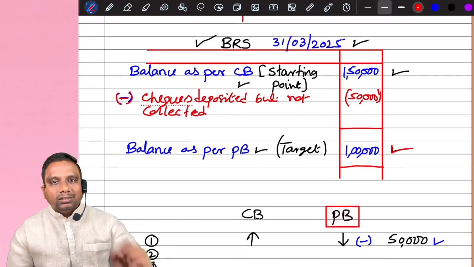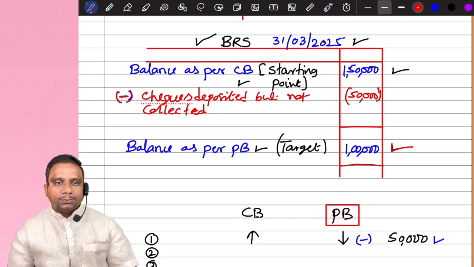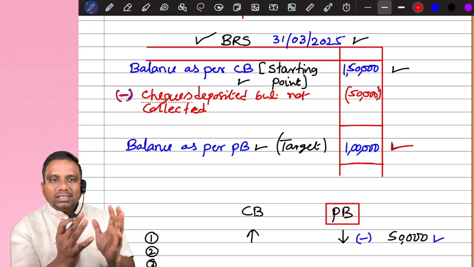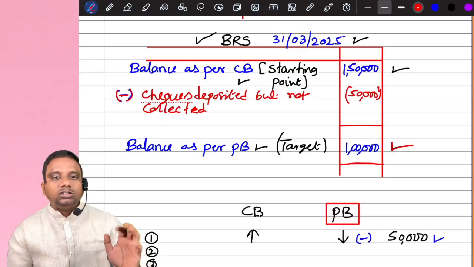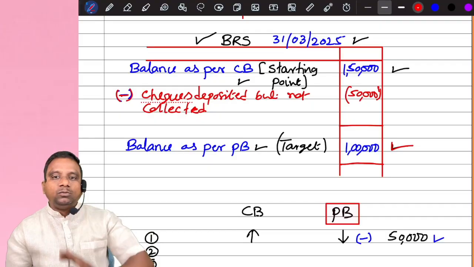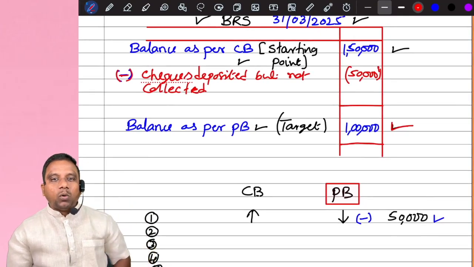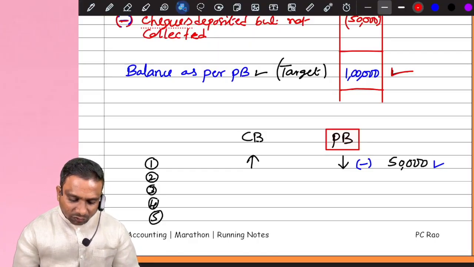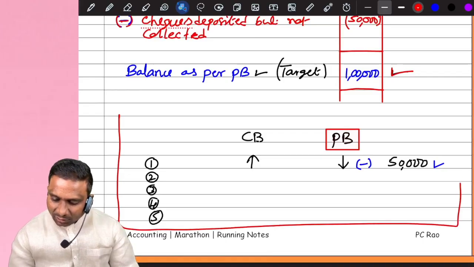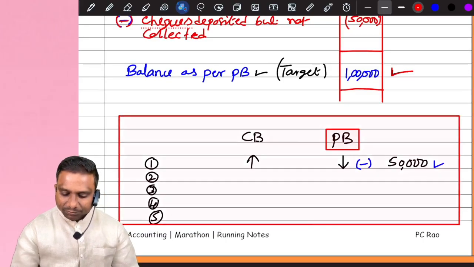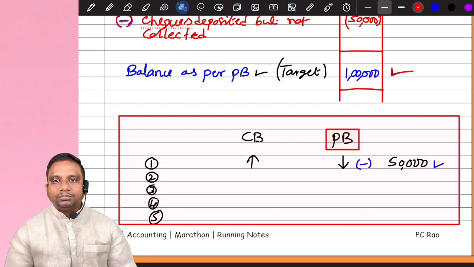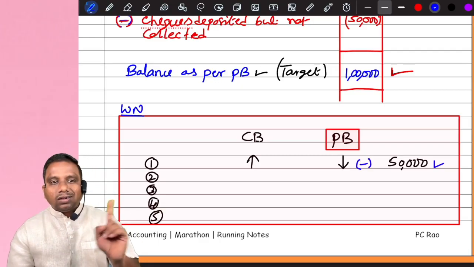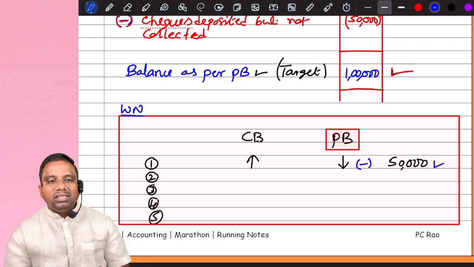I already said the difference between cash book and passbook balance may be because of one reason or multiple reasons. It is not possible to see multiple reasons' effect on cash book and passbook together, so we are taking one point at a time. By taking one point, we are preparing a small working note. This working note is very important, students. For every problem, try to prepare this working note. It is not part of your answer, but for our convenience, we are preparing this.